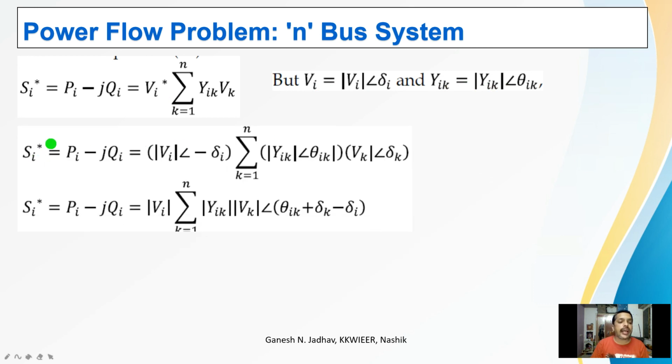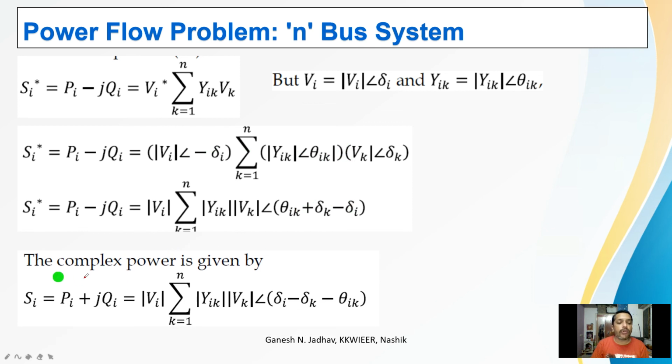Suppose I substitute this, then Si conjugate is equal to Pi minus jQi. So Vi conjugate is mod of Vi at an angle of minus delta i, Yik is mod of Yik at an angle of theta ik, and Vk is mod of Vk at an angle of delta k. In a similar way, delta i is taken inside the bracket, so it becomes theta ik plus delta k minus delta i. Therefore, the complex power, removing this conjugate, becomes P plus jQ, equal to the summation from k equal to 1 to n of mod of Vi, Yik, Vk at an angle of delta i minus delta k minus theta ik.